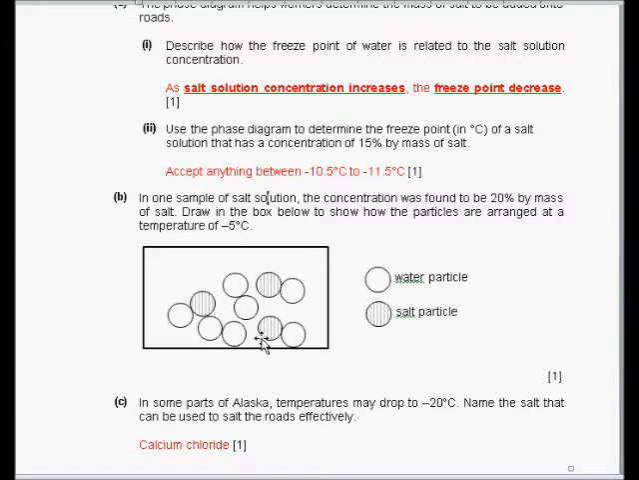So in this case, there are 3 salt particles. How many water? 1, 2, 3, 4, 5, 6, 7. Okay, 7. Actually, you should have more. If you have 3 salt particles, you should have about 12 water particles. Okay, roughly 1:4. So the answer here is that you should have more water particles. Never mind, you get what I mean.